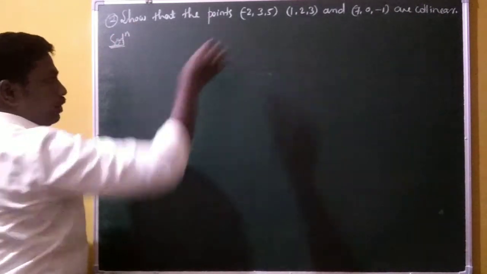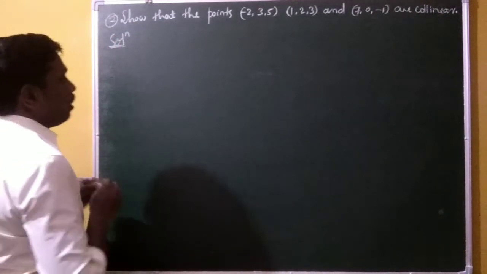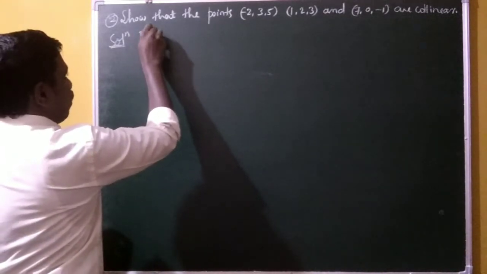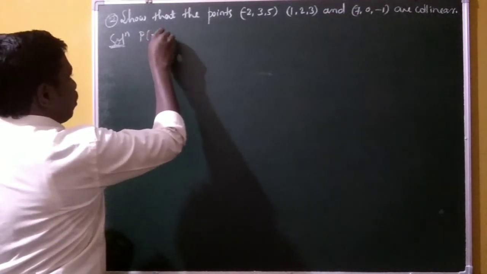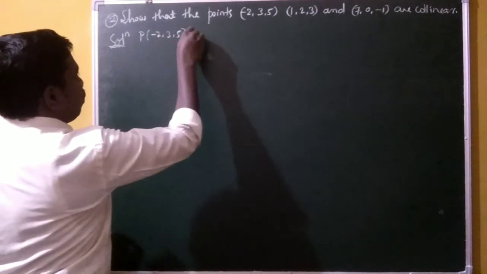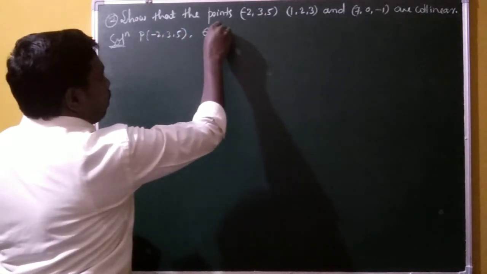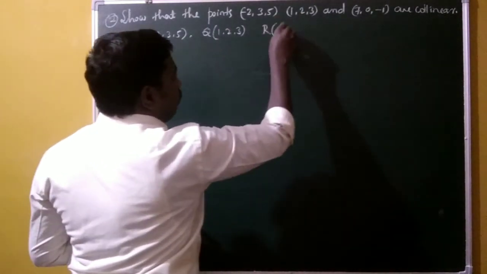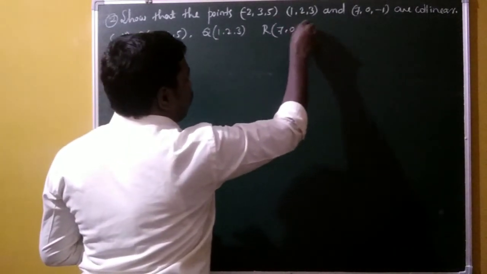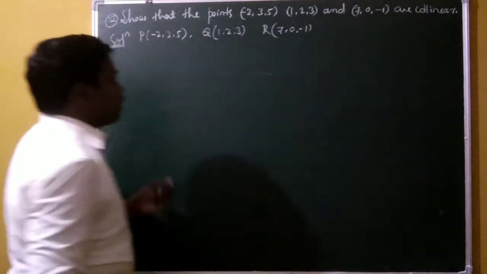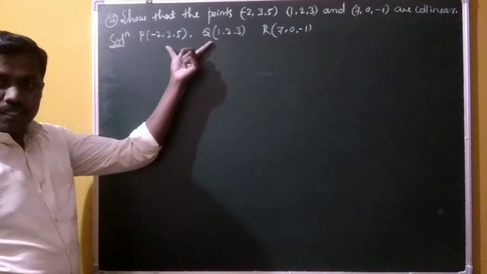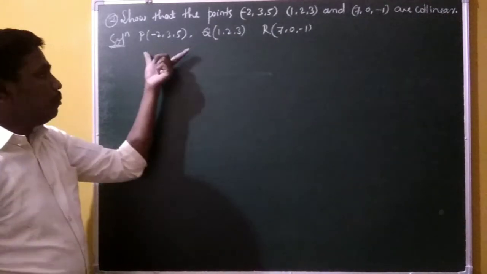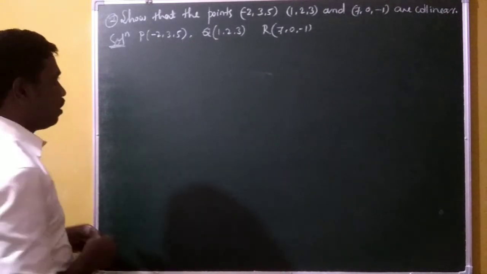This is the application of the distance formula. P is (-2, 3, 5), Q is (1, 2, 3), and R is (7, 0, -1). First, let's see the distance between P and Q, then the distance between Q and R, and then the distance between P and R. Okay?